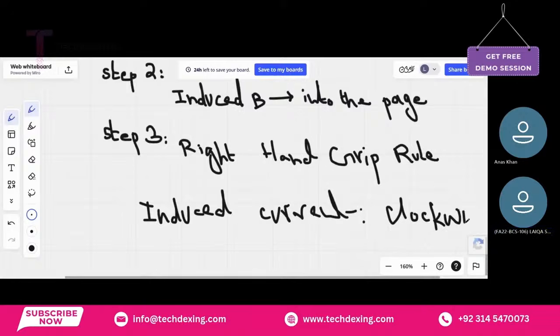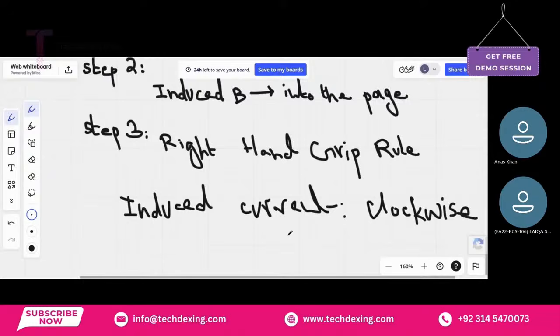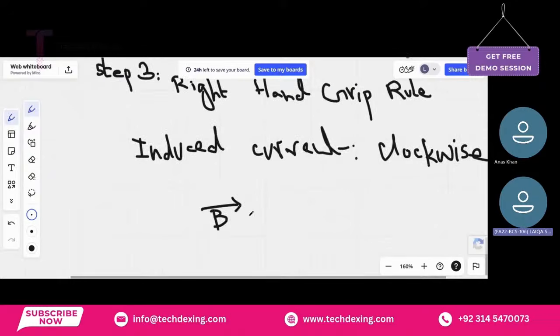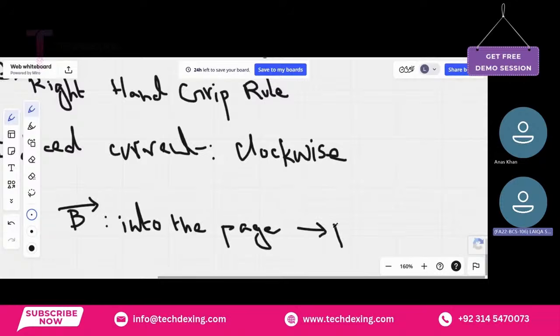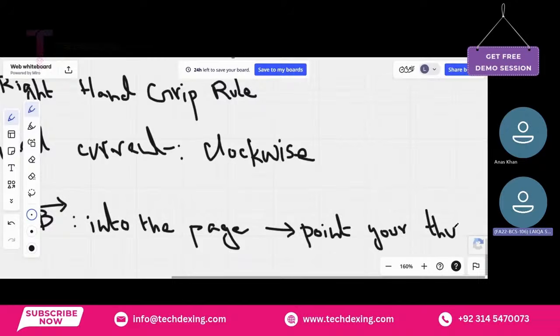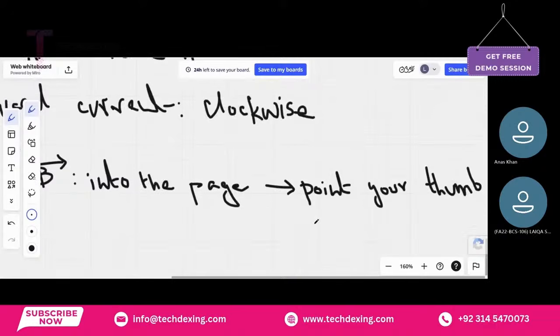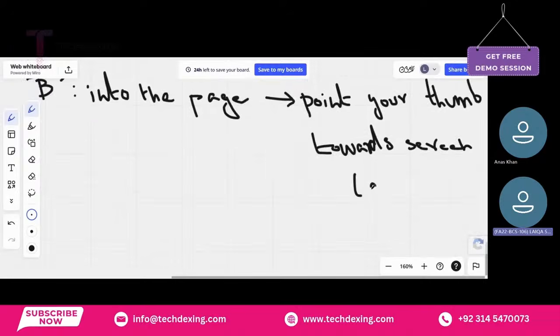It would be clockwise. Remember that if you are given the magnetic field which is going into the page, you have to simply point your thumb towards the screen or away from you.